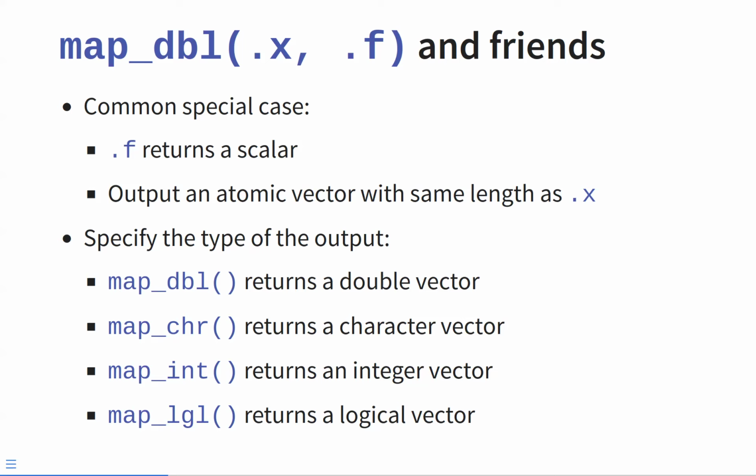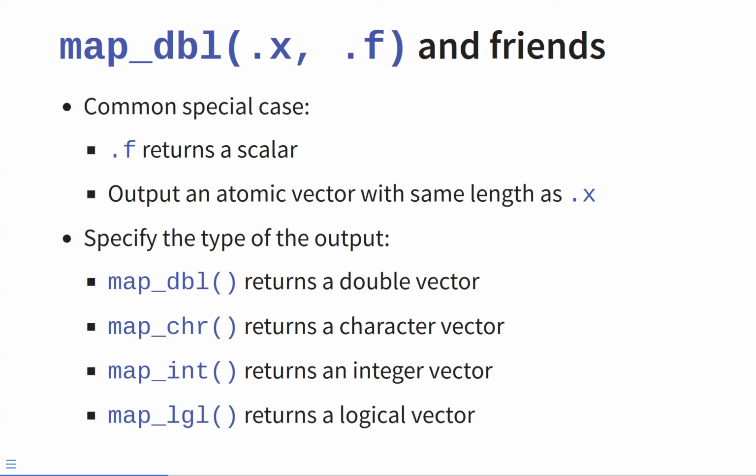For example, map_dbl is a special case in which the function .f returns a scalar. Now my example from before did not; it returned a vector. So map_dbl is for the special case where the function .f returns a scalar, and the output of this function is going to be an atomic vector with the same length as .x. This function is what is called type safe. So you know for sure that it's going to return an atomic vector of doubles, numeric values, and that it's going to be exactly the same length as .x.